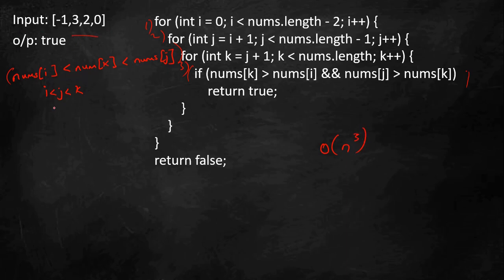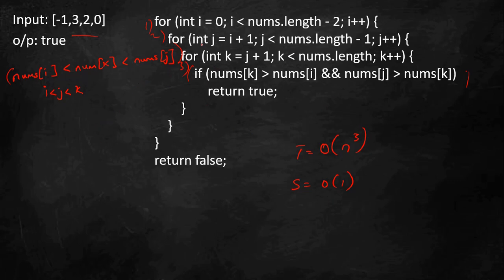Okay, and we are using no additional space here. So this is the time complexity, and the space complexity will be O(1) because there is no additional space used. Now can we improve this particular algorithm?